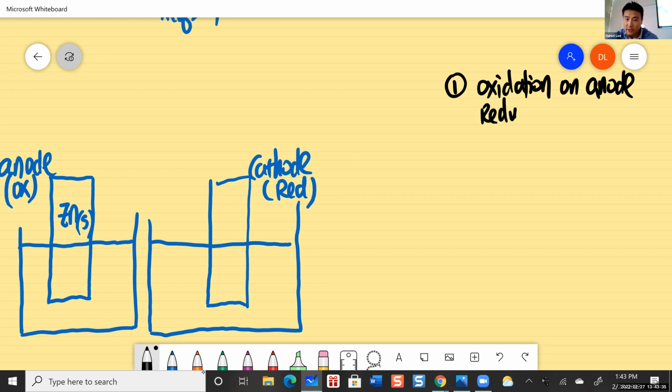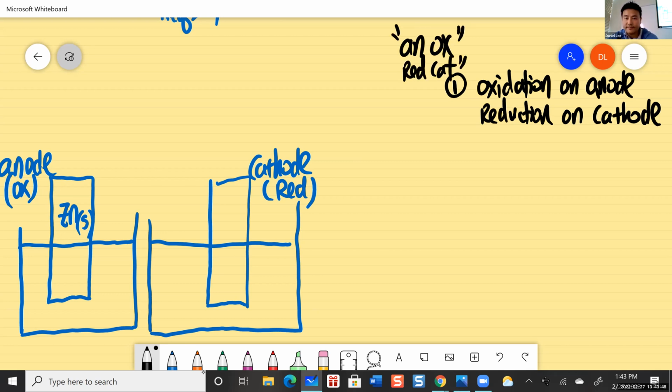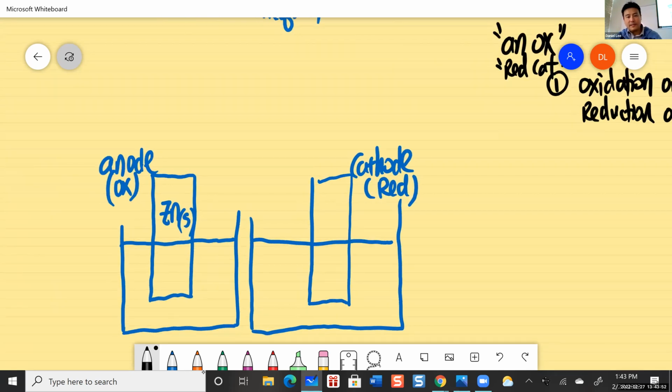Reduction always occurs on the cathode, like "red cat." So memorize however you want, but "an ox and red cat." Either way, that's very important. Okay, so what do I put as my cathode?